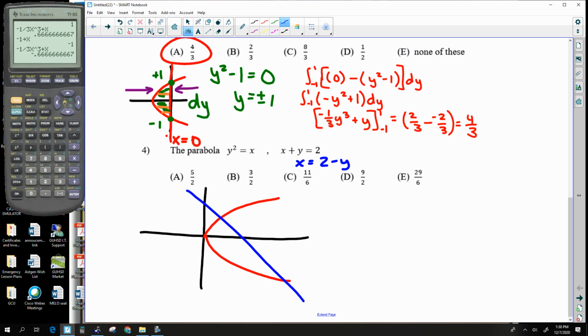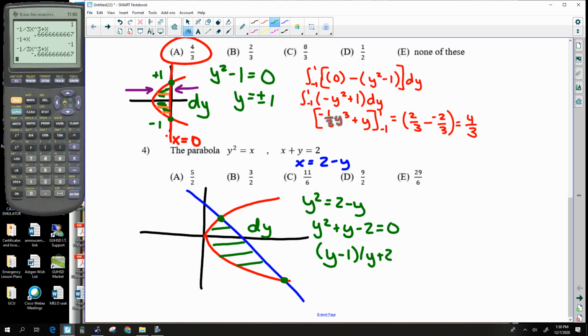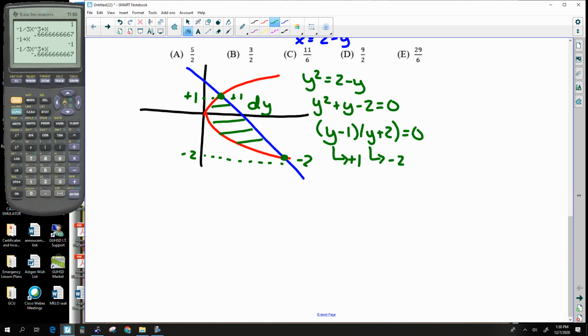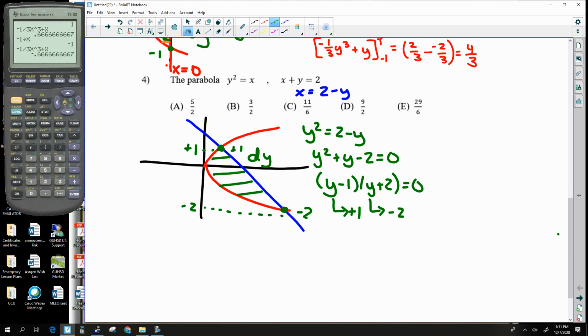Now I need to find out, so because I'm going to be integrating this style, which is a dy style, I need to know where to start and stop my integration. So where are these things equal to each other? So where is y squared equal to 2 minus y? So it's at negative 2 and positive 1. So now I know where to start and stop my integration. Okay, this is a dy, and again, this is going to be the right minus the left, so it's blue minus red.